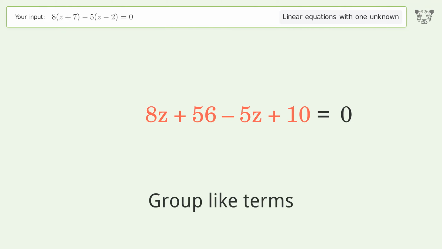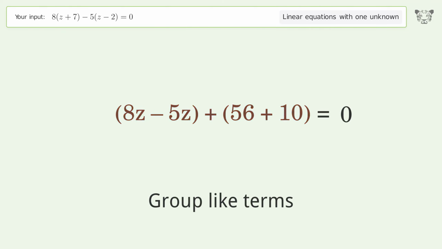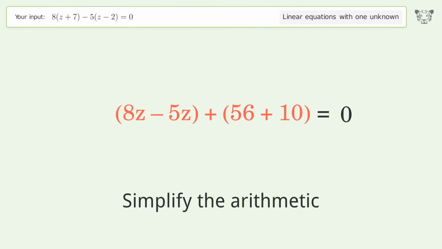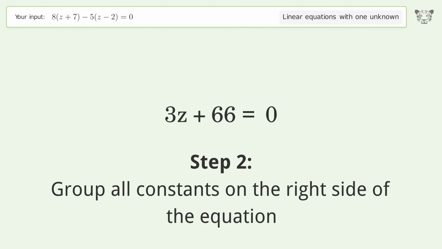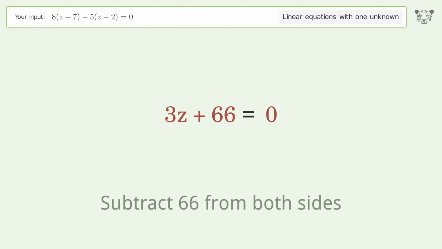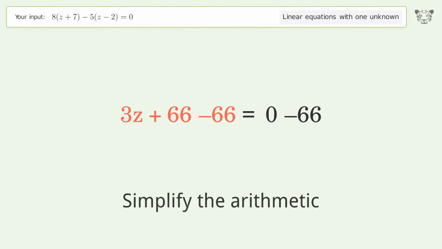Group like terms. Simplify the arithmetic. Group all constants on the right side of the equation. Subtract 66 from both sides. Simplify the arithmetic.